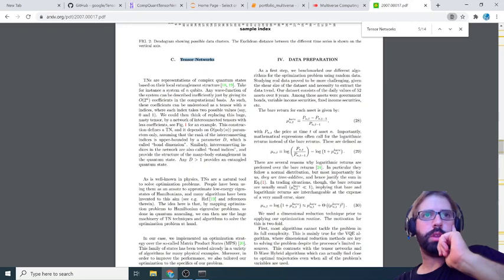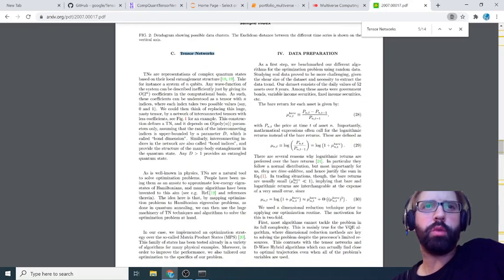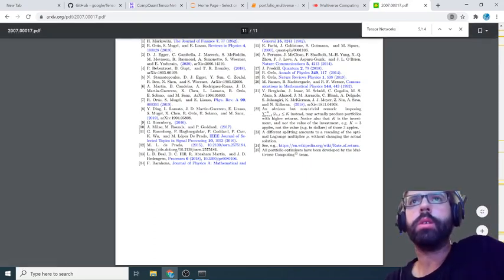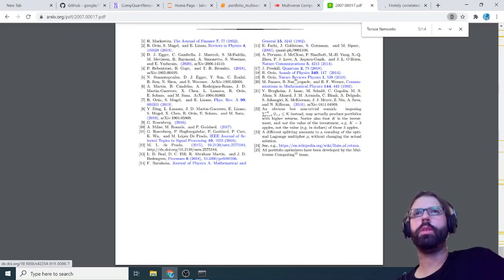People have been using them to approximate the low energy states of Hamiltonians, and many algorithms have been invented to this aim, for example reference 19. The idea here is mapping optimization problems and Hamiltonian eigenvalue problems. In our case, we implemented an optimization strategy over the so-called matrix product states, reference 20. So it's reference 20 and 19. I should go and take a look at these. So this is one paper, and this is the other paper.